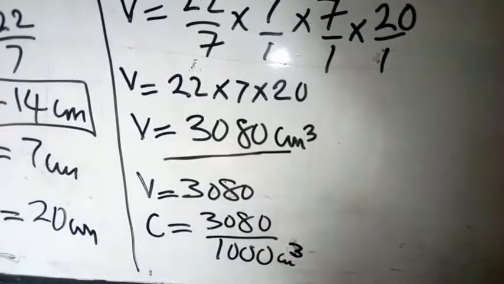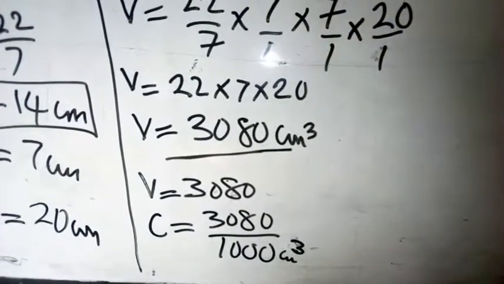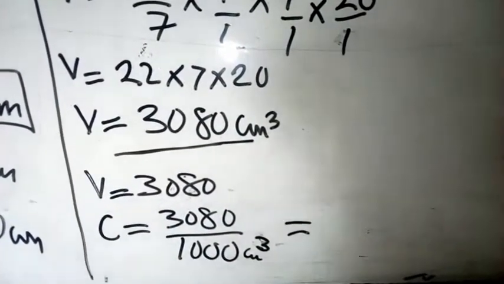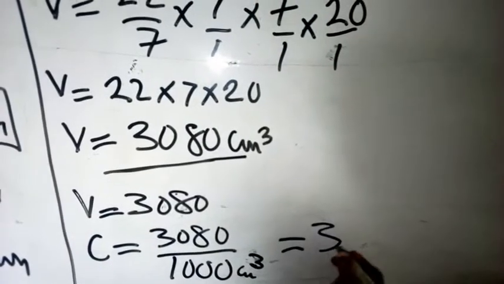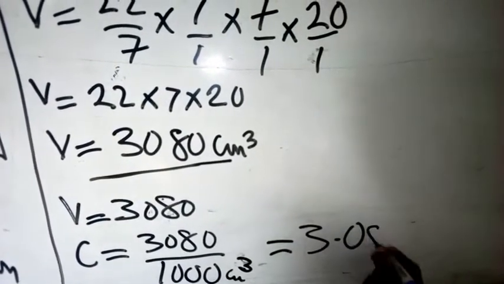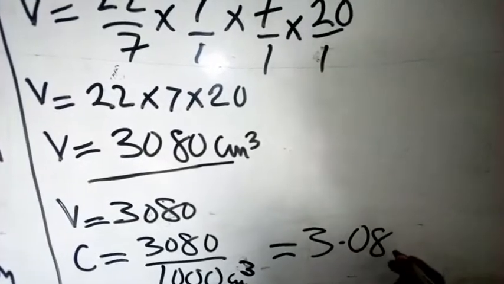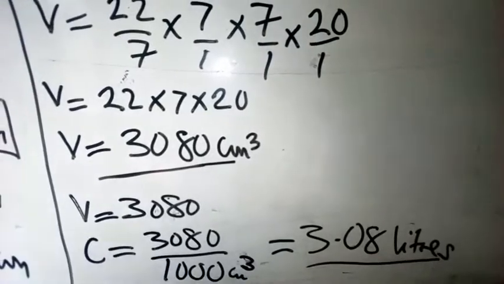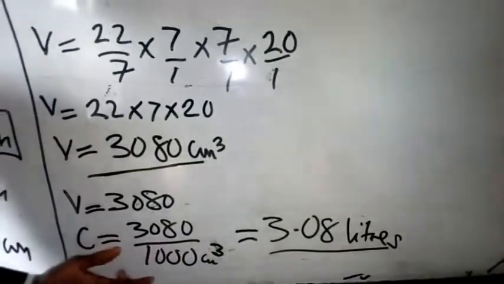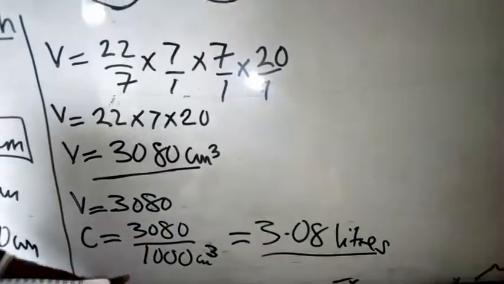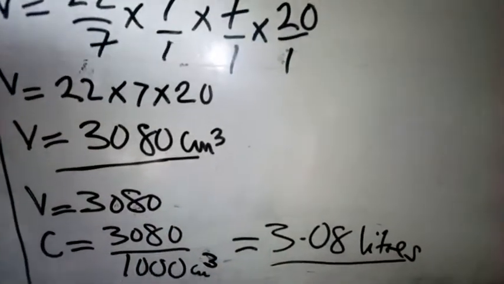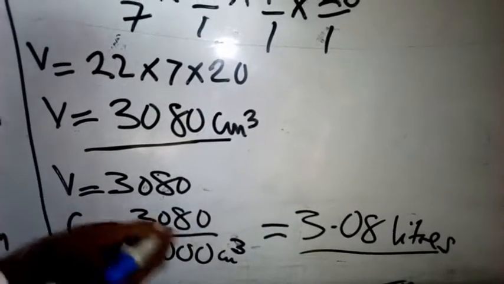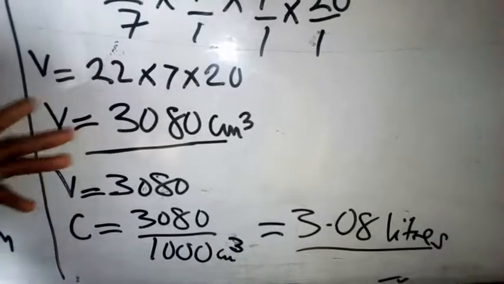You divide it like that. Any number you divide by 1,000, remember how you were taught, simply count it to the left. I don't need to remind you that. The answer here is going to be 3.08 liters. You can't ask me how I get it, because you were taught how to divide a number by 1,000, how to divide a number by 10. Just 1, 2, 3 zeros, 1, 2, 3, fix a point. That's why you see the points there. That's it so far in this example.